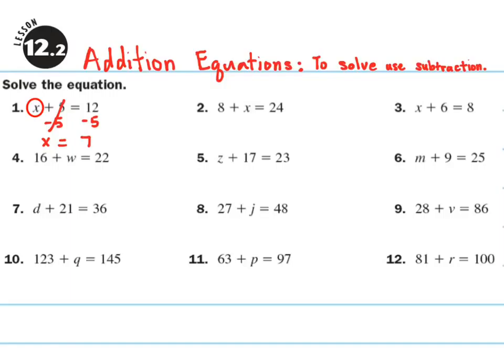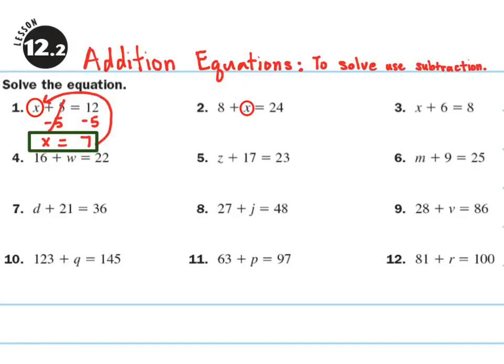Now to make sure that this is correct, I'm going to plug it back into the equation. So now I have 7 plus 5 equals 12. When I know that that's true, then I box my answer, and I know that's the correct answer. So it is the solution to the variable. So x equals 7.